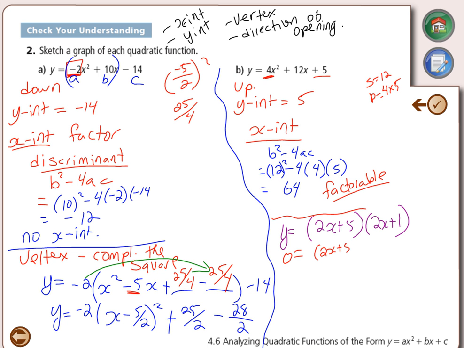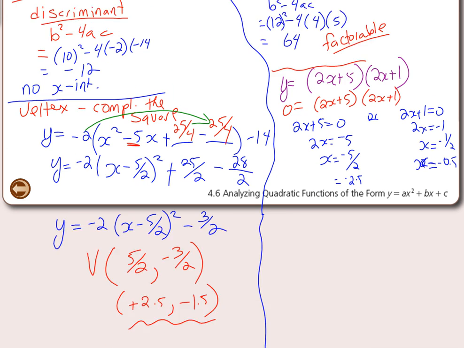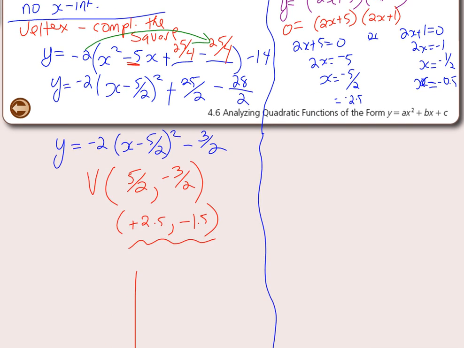So that means to find your x-intercepts, the y equals 0. So either 2x plus 5 equals 0, 2x equals negative 5, x equals negative 5 over 2, which is negative 2.5, just to help you to visualize when you're plotting it. Or 2x plus 1 equals 0, 2x equals negative 1, x is equal to negative 1/2. Oh, that's negative. Oops. X, there we go, equals negative 0.5. There's my two x-intercepts.